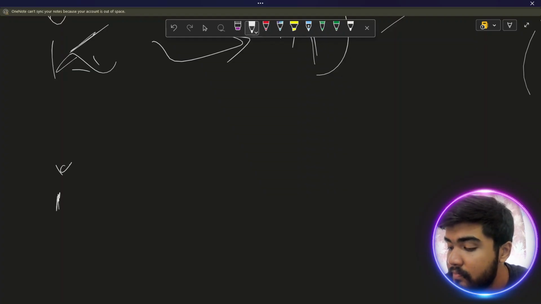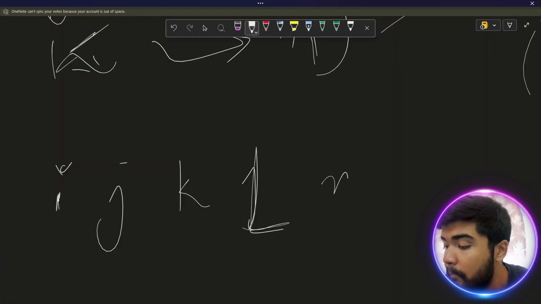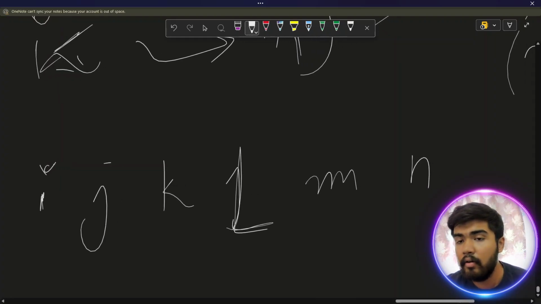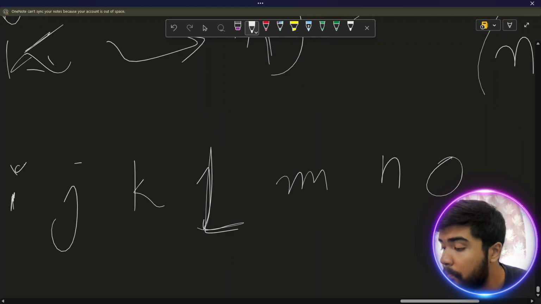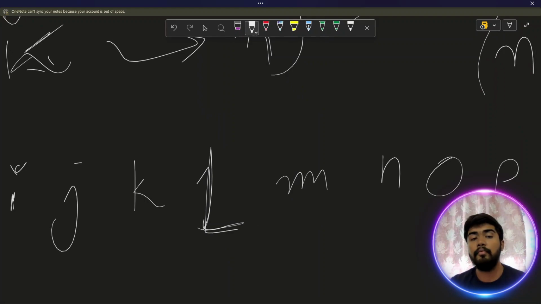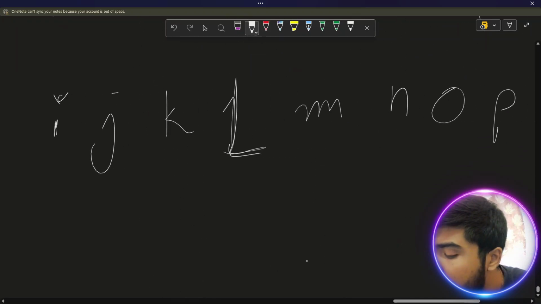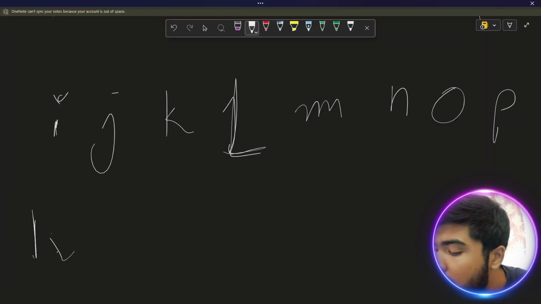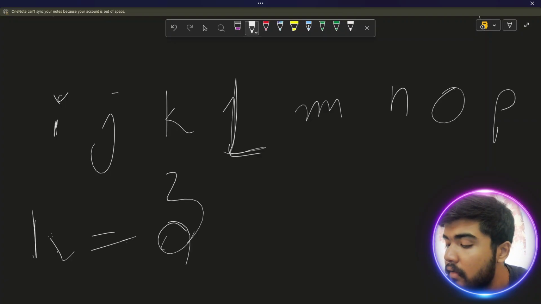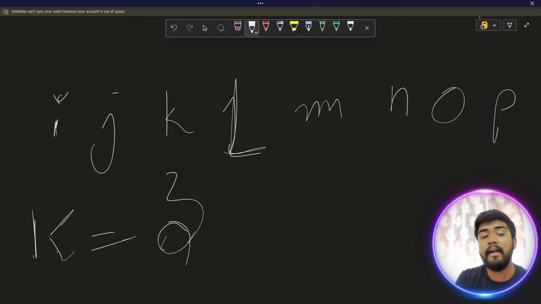If we have i j k, then i j k l m n o p, right? So let's suppose we have this. If I can make it a little bit smaller. So let's suppose we have come with a bucket count of k equals to 3. Right, k equals to 3.